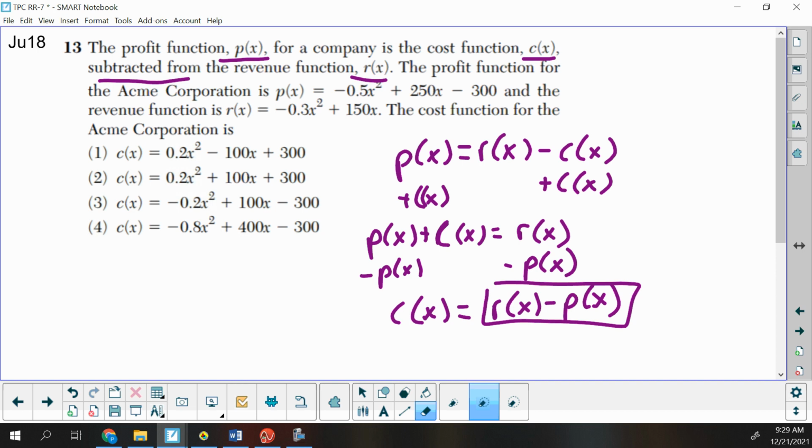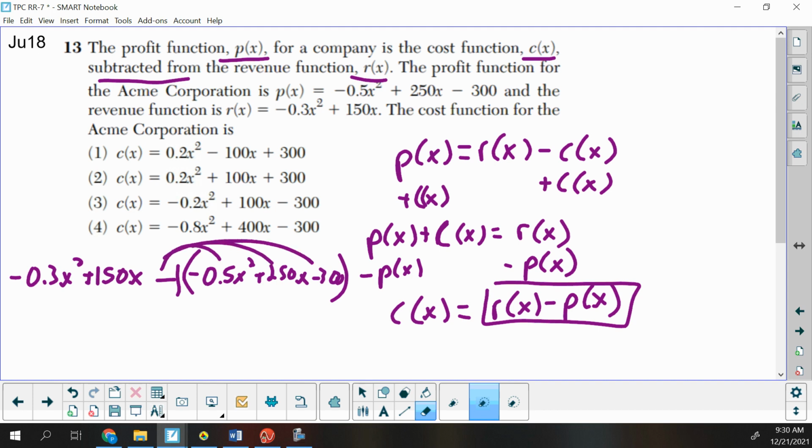So we'll take the R of X, which was minus 0.3x squared plus 150x minus P of X. And this is where people make the mistake. We want to subtract the entire P of X, so we've got to put it in parentheses. This minus is really a -1 in front, so it will distribute to all three terms. Once we distribute, we don't need the parentheses anymore. Distributing the -1 just switches all the signs.